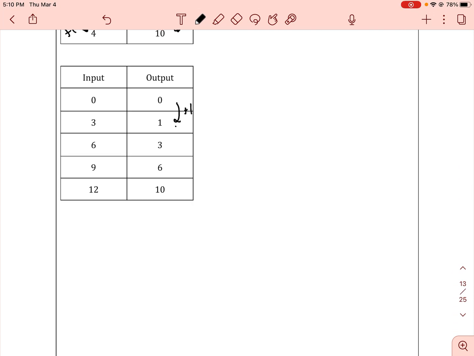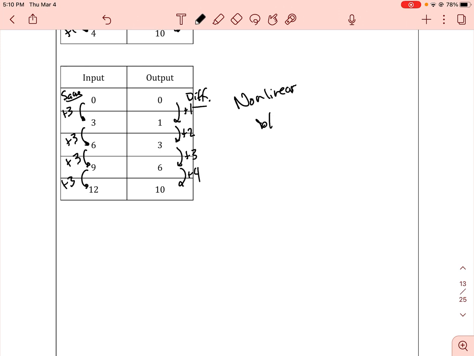Here, plus 1, plus 2, plus 3, plus 4. Again, this is okay depending on what happens. It's okay for these to be doing different things depending on what happens here. Plus 3, plus 3, plus 3, plus 3. These are the same. Since on this side my inputs are the same, my outputs are different, this is also nonlinear because it does not have a constant rate of change.